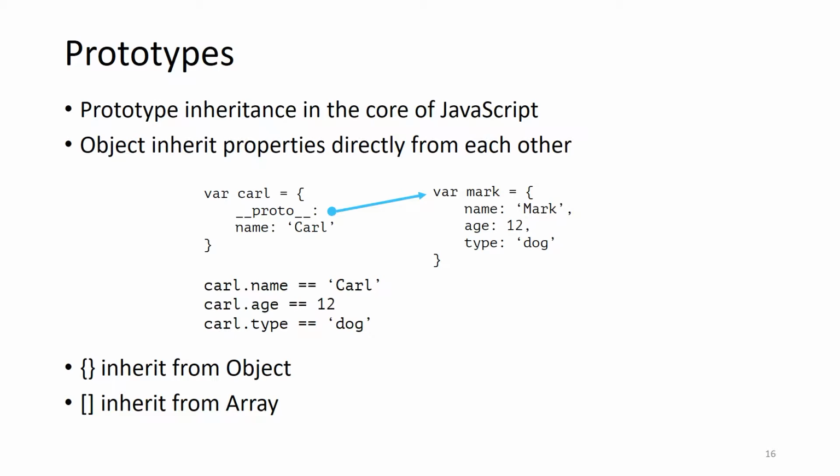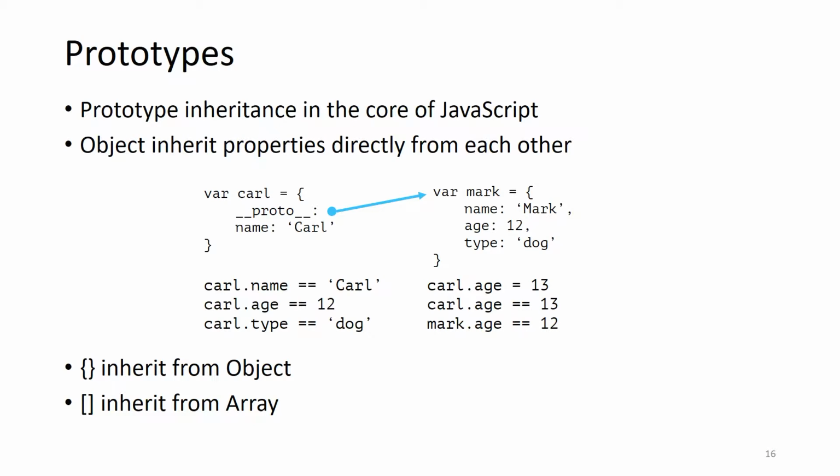And there are like two objects inherited in the language. First is called object. As I said, it's the main object everything inherits from. And arrays inherit from the object called array. So, is it clear? Nice. So we can make something more complex now.